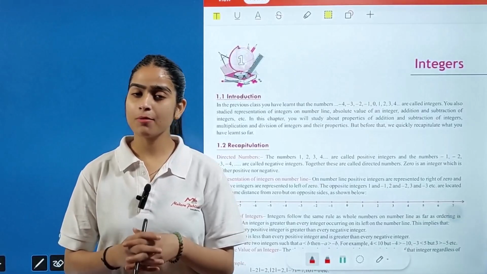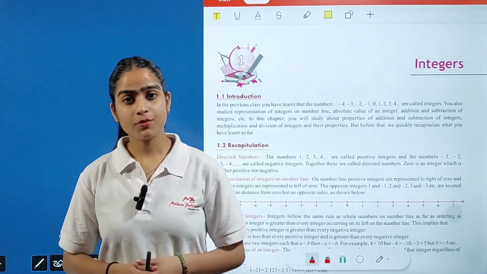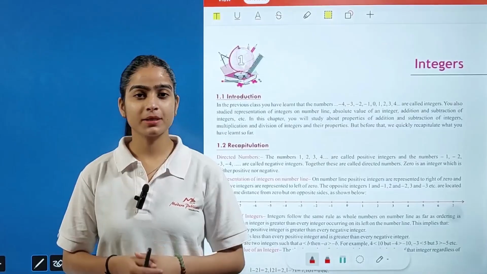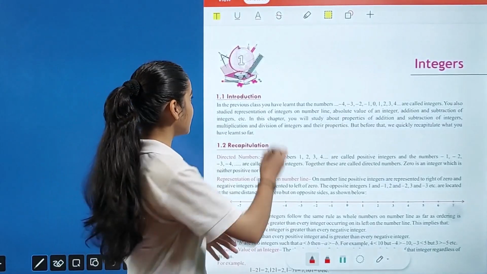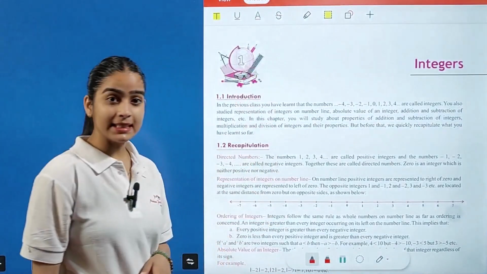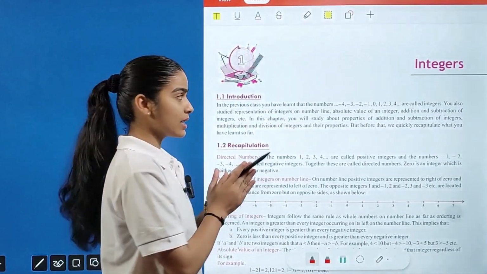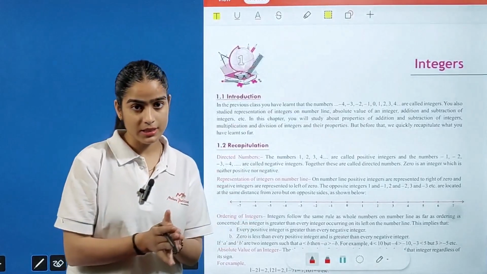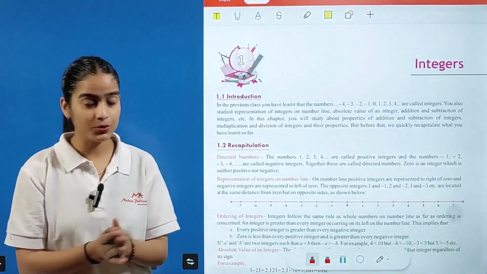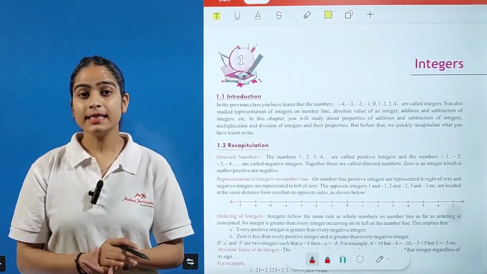So students, I'm your mathematics educator and from today onwards I will be taking your mathematics classes. Today we have chapter number 1, which is integers. So first of all we have to take an introduction before starting this chapter. But before that I have to ask you a question: what do we mean by integers?